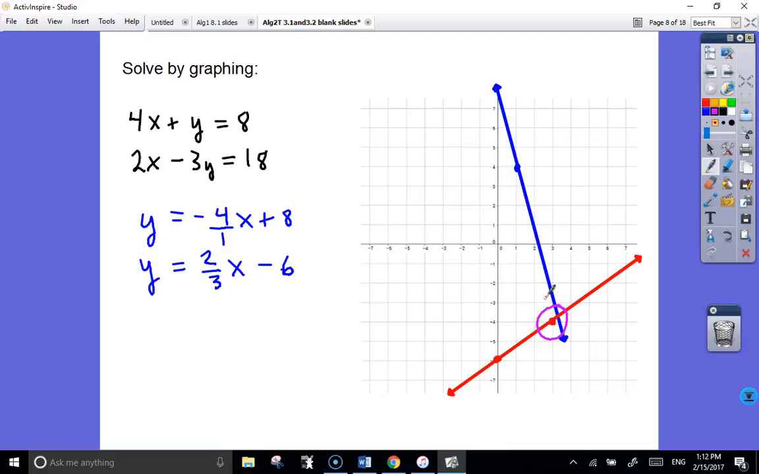So you look at the graph and you estimate 3, -4. How can I confirm if that's the answer? Substitute it in the equations and see if you get the right answer. So do we? 4 times 3 is 12, minus 4 is 8. That's good. 2 times 3 is 6, -3 times -4, that's like 6 plus 12, which is 18. So actually that checks out. Right. So that's solving by graphing.